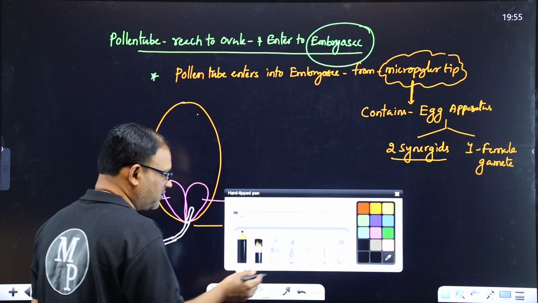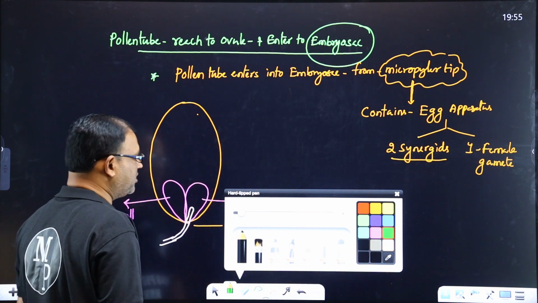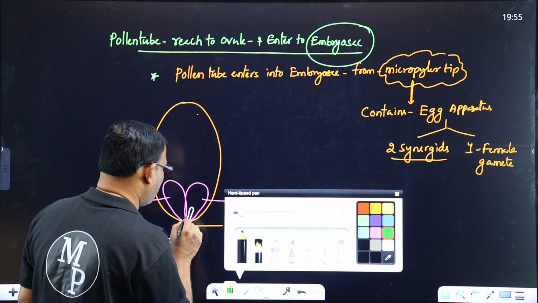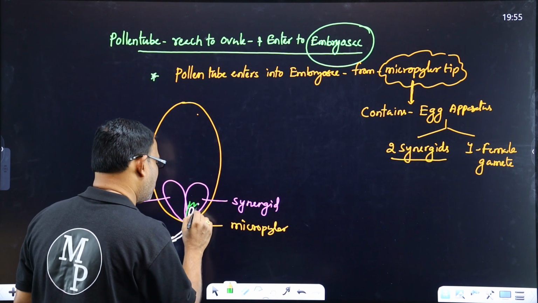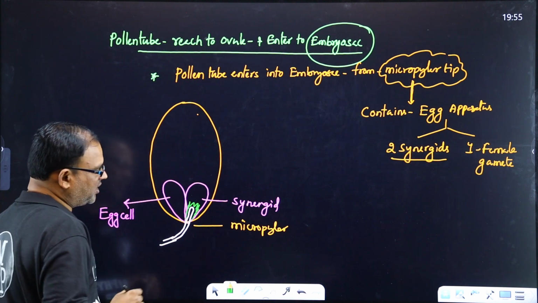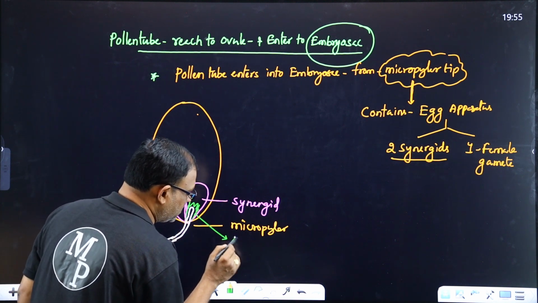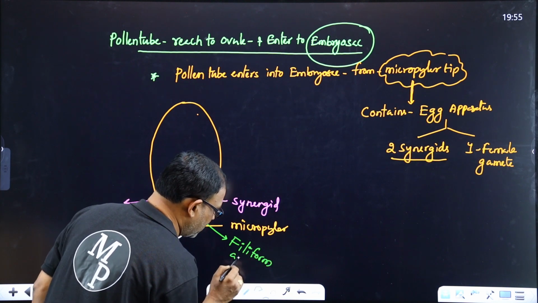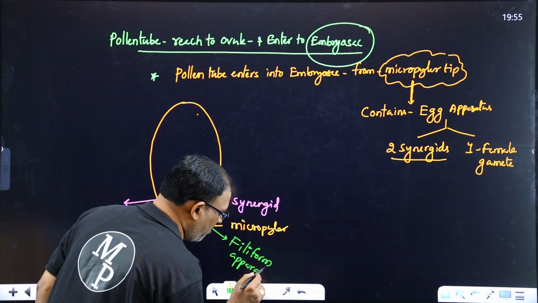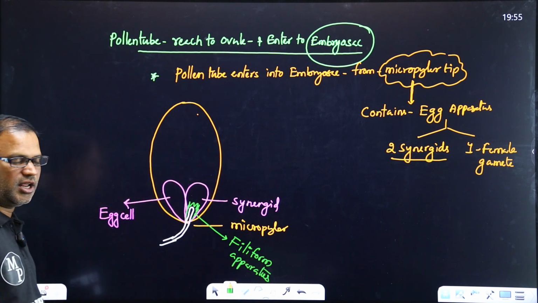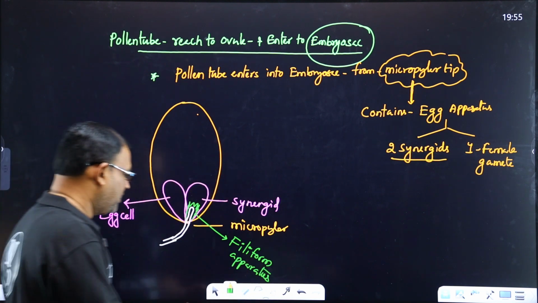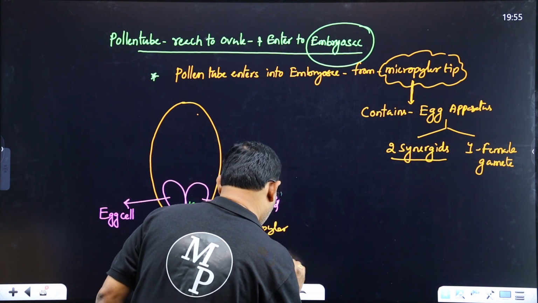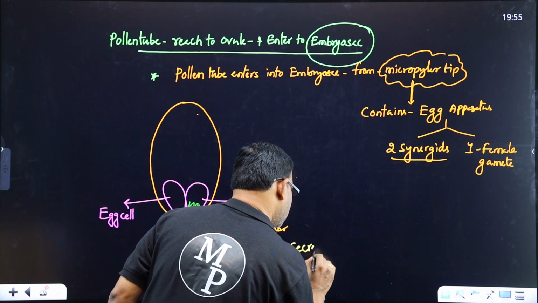But why does the pollen tube enter the synergids of the embryo sac? What is the reason? The synergids have finger-like projections. The finger-like projections are called the filiform apparatus. This filiform apparatus secretes some chemicals.